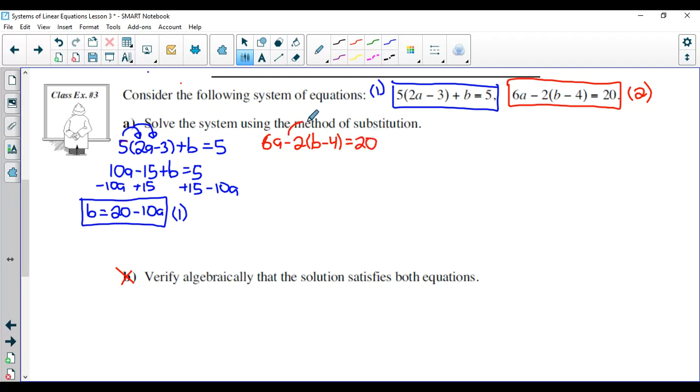So distributive property. Now we have to apply this negative as well. So it's going to be negative 2 that applies to both things in the brackets. So this would turn into 6a minus 2b. Negative 2 times negative 4 would be positive 8. And that would be equal to 20. Okay, so 6a minus 2b plus 8 is equal to 20.